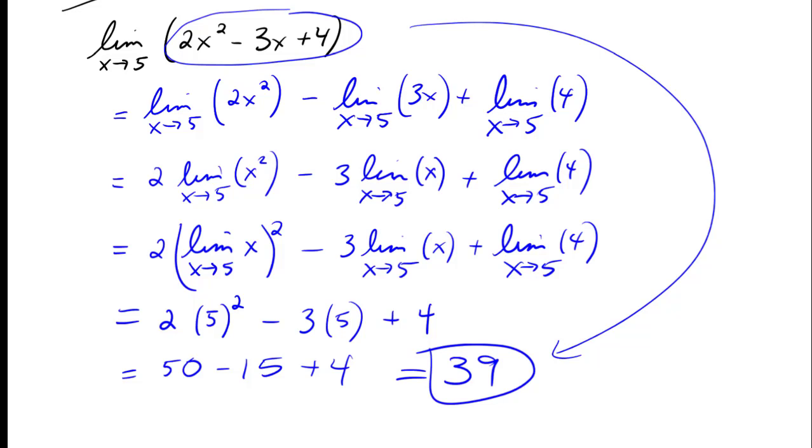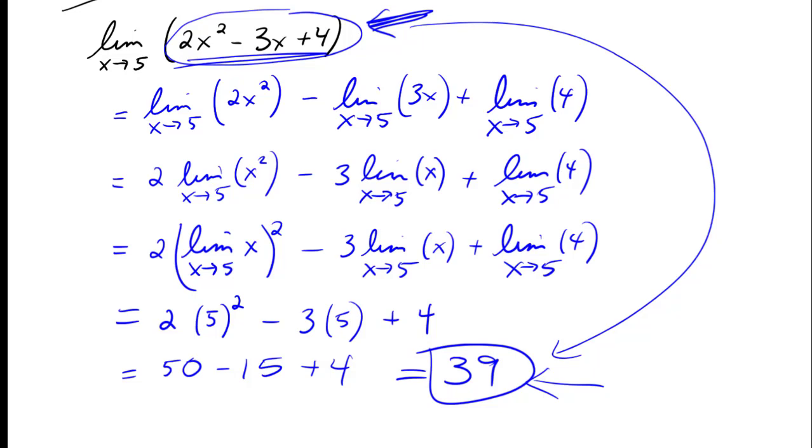Now what you might be noticing is, well, it seems like all I ended up doing was taking 5 and plugging it into this function. In other words, if I go back and just do 2x squared minus 3x plus 4 with an x of 5, then I'll get 39. And yes, you will. And what we're going to see is this is a very nice property with a lot of types of functions that we'll be able to use.